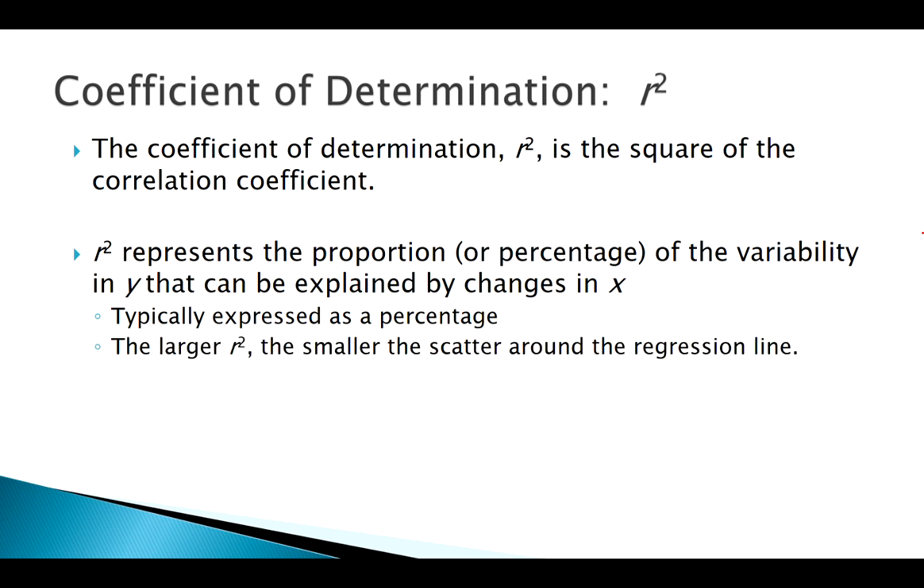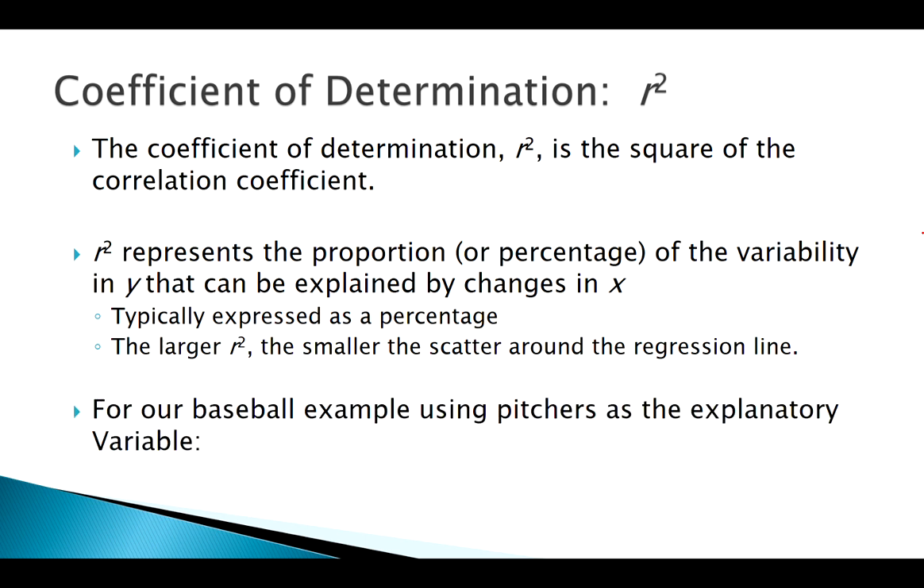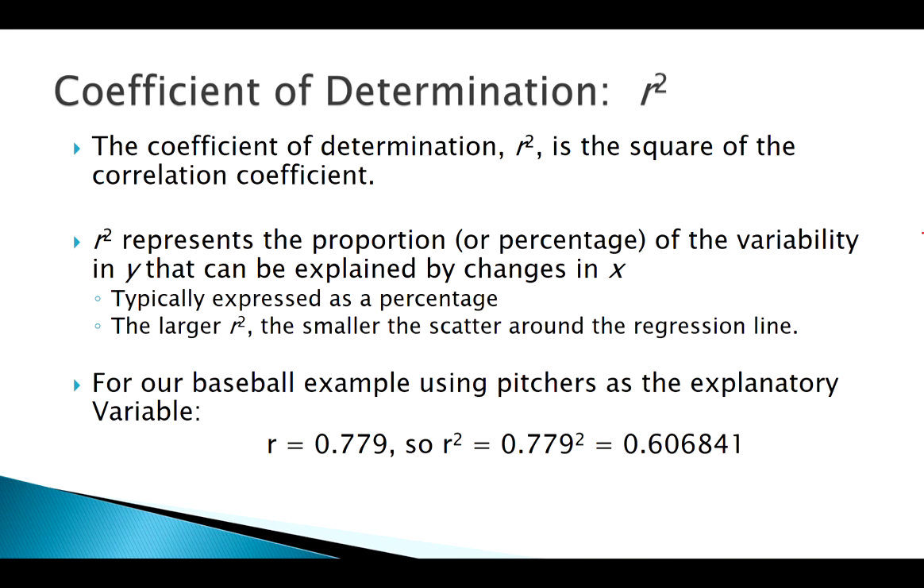So what that's telling us is that a larger value of r, and therefore a larger value of r squared, is going to tell us how spread out things are. Again, it tells us what percentage of y can be explained by x. For our example, the calculation's really easy. For our example, pitchers, that 0.779 squared gives us 0.6, or about 60%.